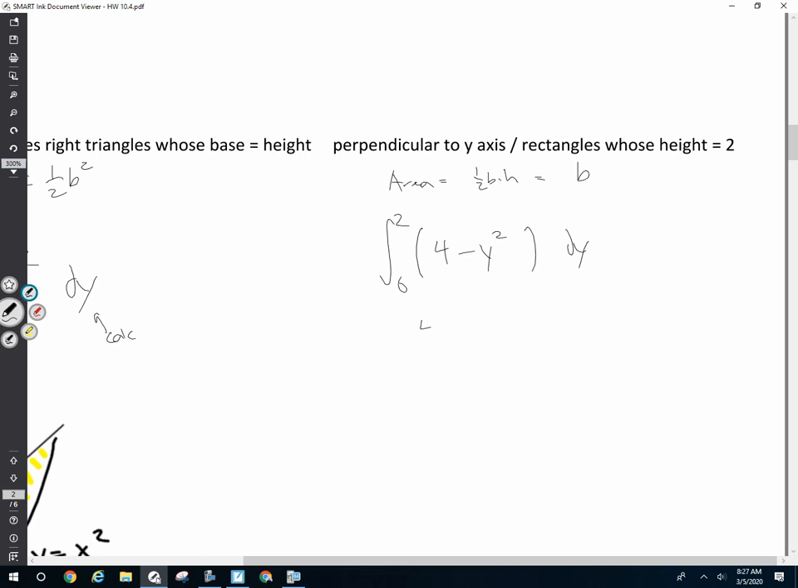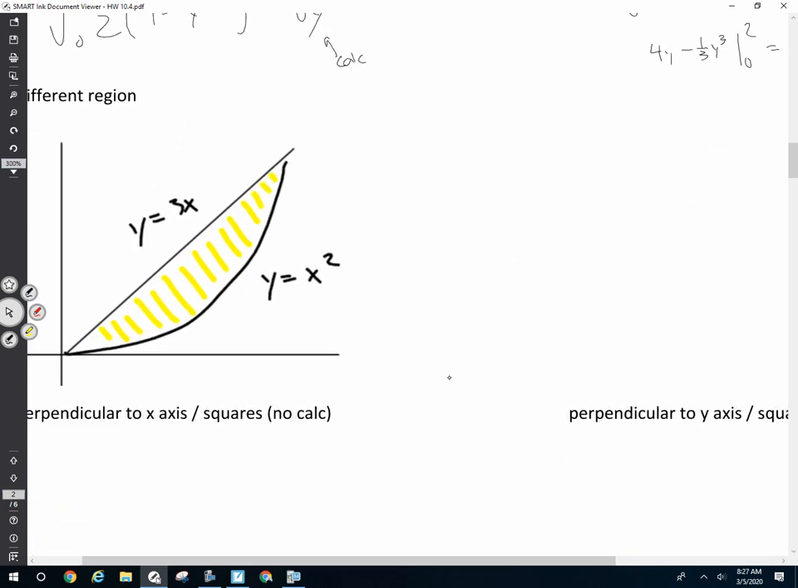This, I'm going to take the antiderivative just for practice. 8 minus 8/3. You can leave it like that, but you can simplify it easily. It'd be 16/3, which is 24/3 minus 8/3.